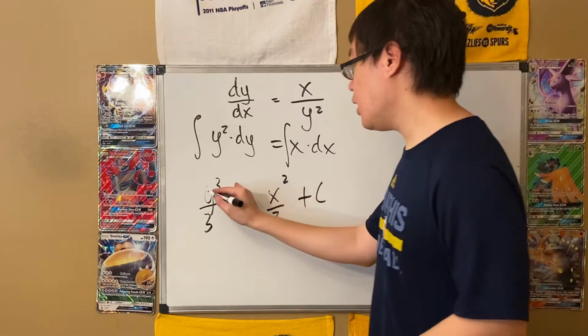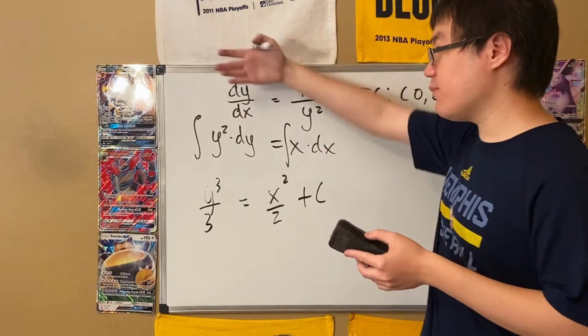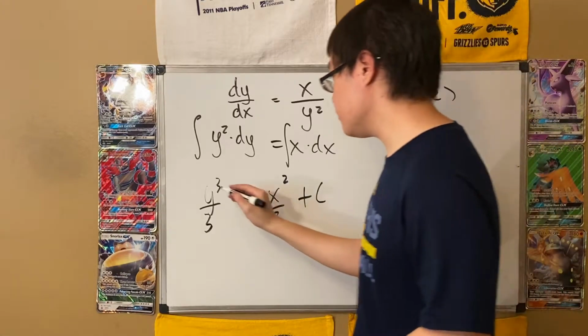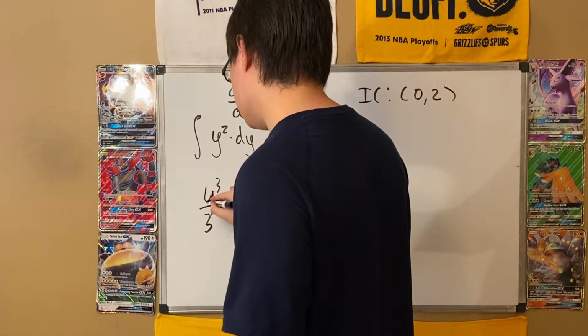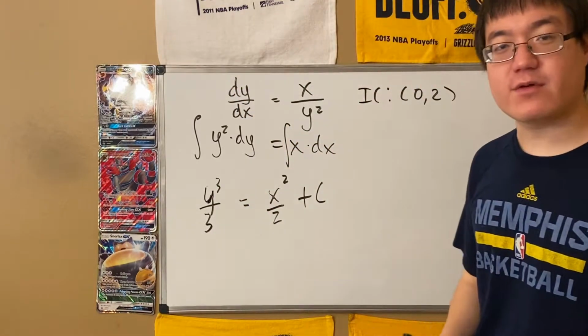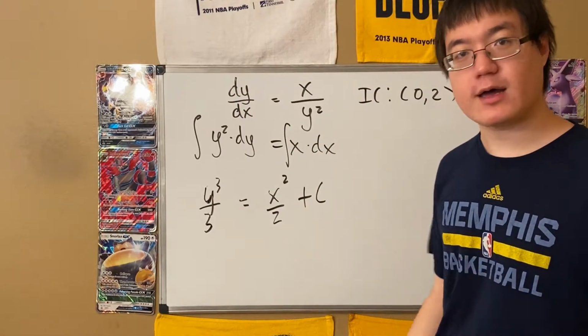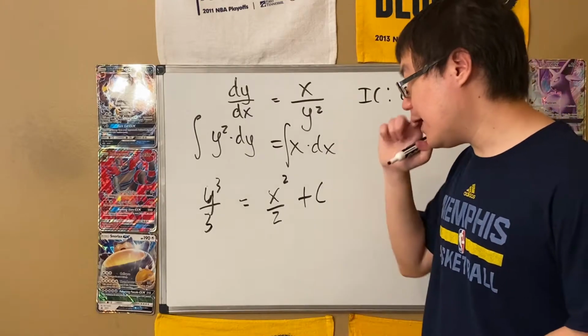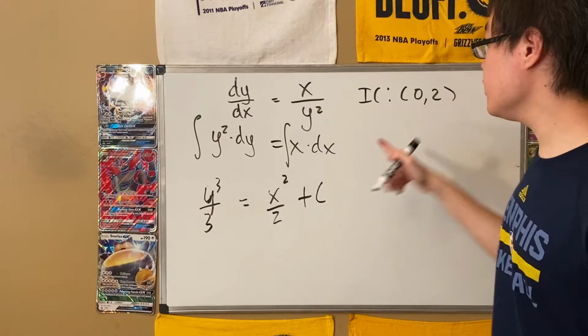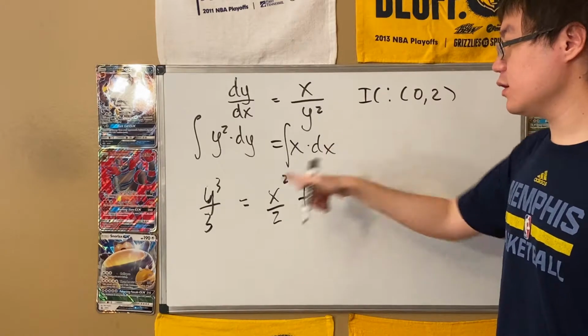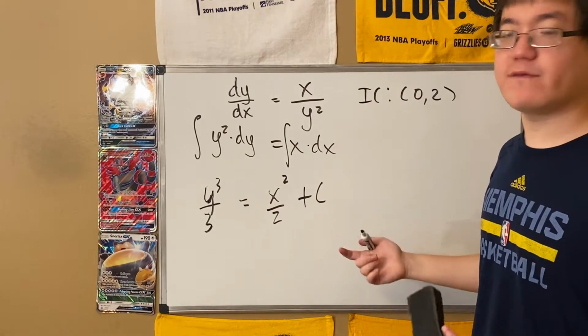So notice that on this left side, after we separated and integrated, we have y cubed over 3, and notice that it doesn't have ln of y. So this is what I call the non-ln of y case. We don't have an ln of y. So what you do is you're going to immediately plug in this point. We're going to plug in 2 here, and we're going to solve for c.